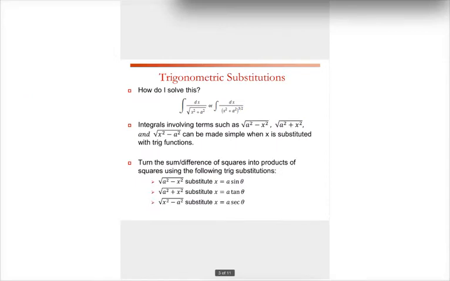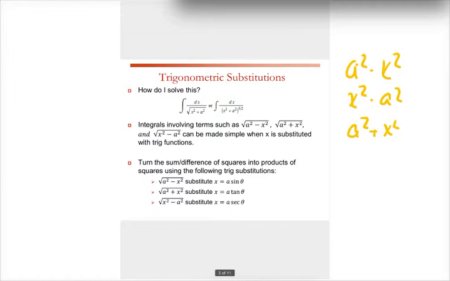It turns out that for any integral containing a root or a power of these three terms of interest, a squared minus x squared, or x squared minus a squared, or a squared plus x squared, we can make a trig substitution to make it a solvable integral.